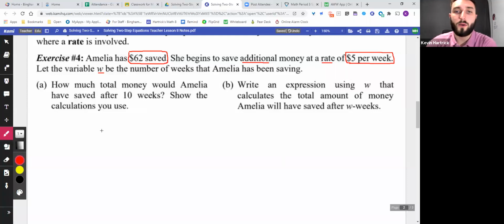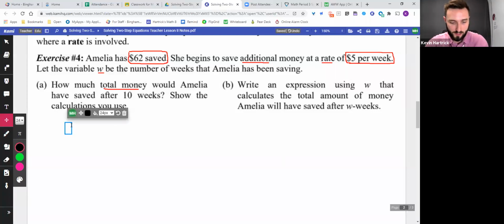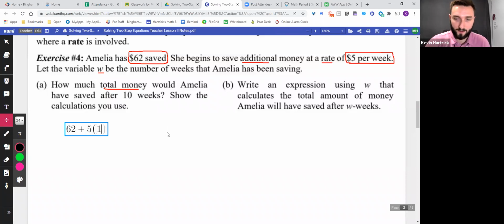So A says, how much total money would Amelia have saved after 10 weeks? Show the calculations you use. So let's take a look. Well, she starts with $62, right? She started with that. And then additionally, she makes $5 for every week, $5 per week. And we know the number of weeks is 10. So she makes $5 for each week, and there are 10 weeks total.